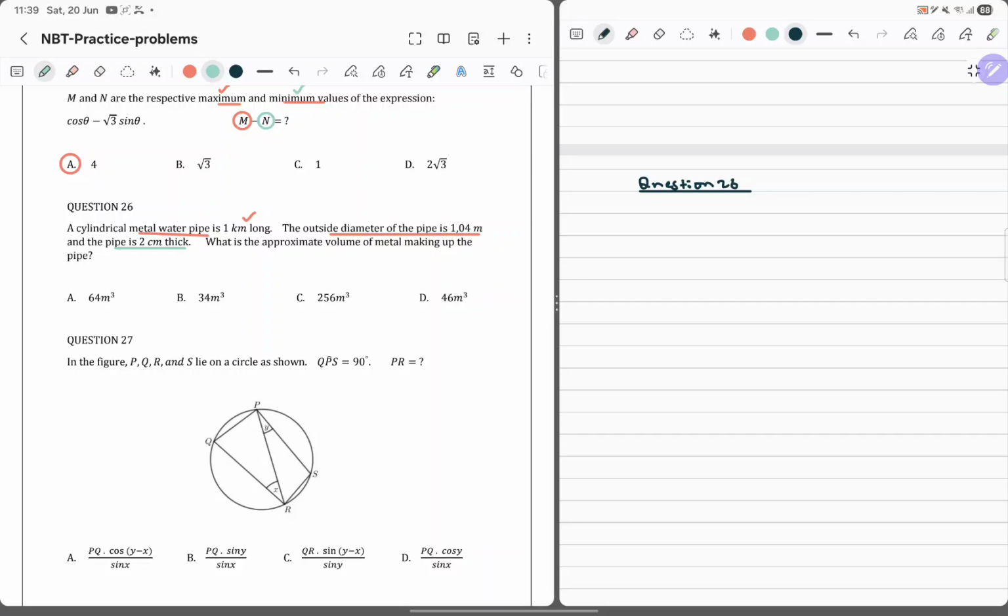Now, picture it. Without a picture, you'll be dead here. What is the approximate volume of the metal making up the pipe? All right, so we know that. Okay, if we can just picture this pipe, let's just do some 3D drawing here. Say, okay, there's our pipe.